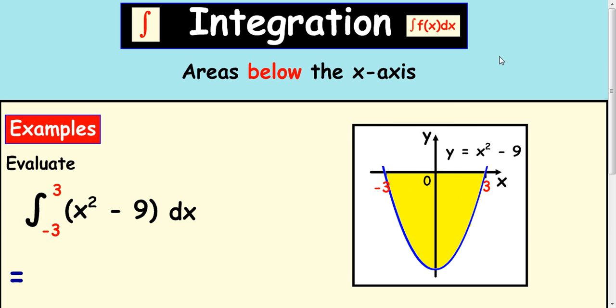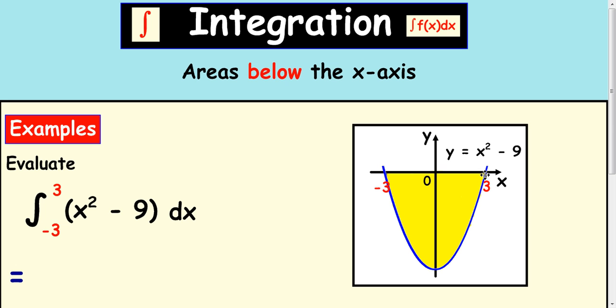In this lesson we're going to look at how to calculate the area below the x-axis. So we have a wee diagram at the side here, and we have our function y equals x squared minus 9, which cuts through the x-axis at 3 and negative 3, and we're looking to find this area here below the x-axis.